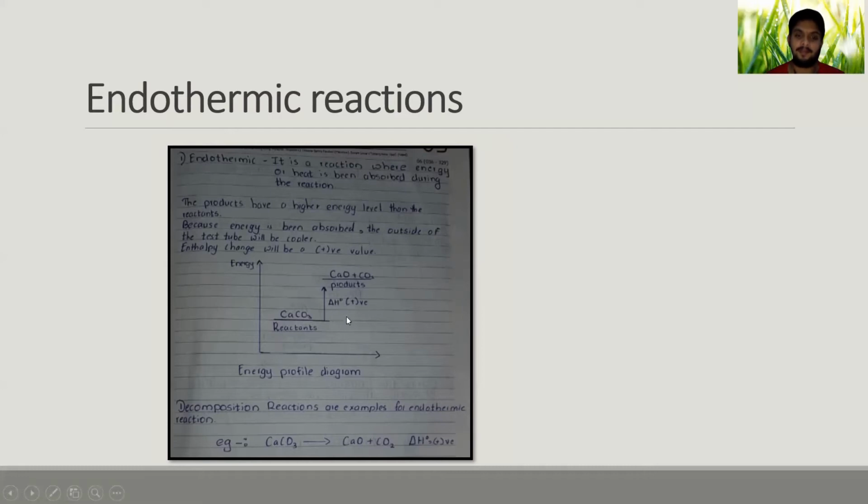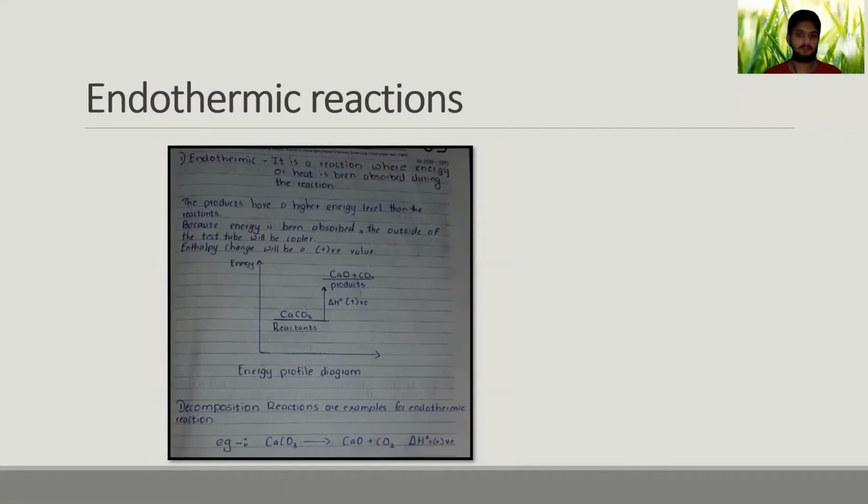And you can see that the change in enthalpy is a positive value, because when we calculate enthalpy, it's actually the final energy minus the initial energy. Here you can clearly see that the final energy is greater than the initial energy. So that means the energy change, or the enthalpy change, should be a positive value.